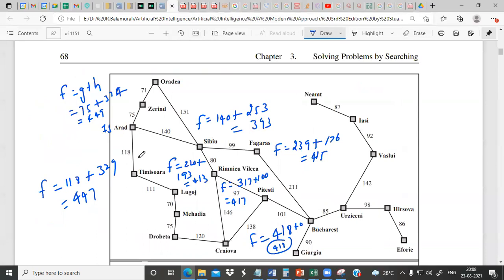So we have calculated the f value for everything. The f value for Zerind is 449. The f value for Timisoara is 447. The f value of CPU is 393.